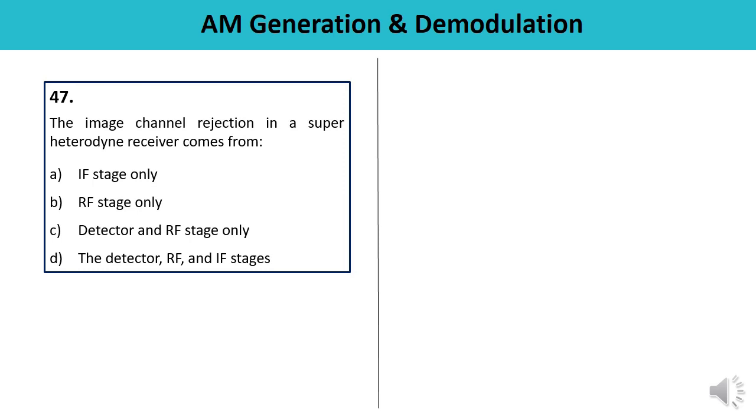Question number 47 is, the image channel rejection in the superheterodyne receiver comes from which stage? IF stage, RF stage, detector and RF, detector, RF and IF stage. Actually it comes from IF stage only. It means A is the correct answer.